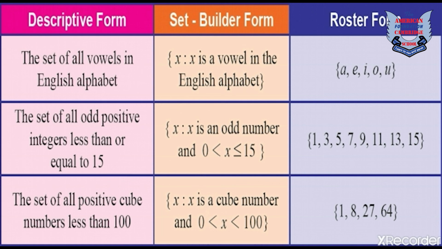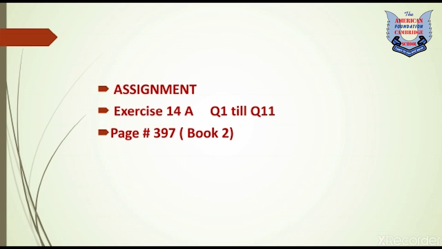Third example, the set of all positive cube numbers less than 100. In set builder notation, this can be written like x such that x is a cube number and x is greater than 0 and less than 100. As we all know, cube numbers less than 100 will be 1, 8, 27 and 64. So you are just supposed to list out all these 4 numbers in roster form. Cube of 1 is 1, cube of 2 is 8, cube of 3 is 27 and cube of 4 is 64.